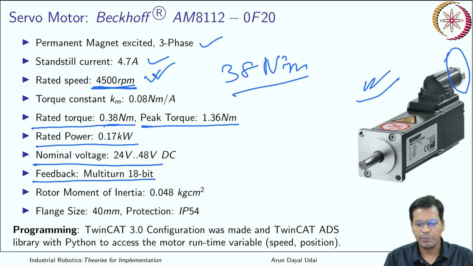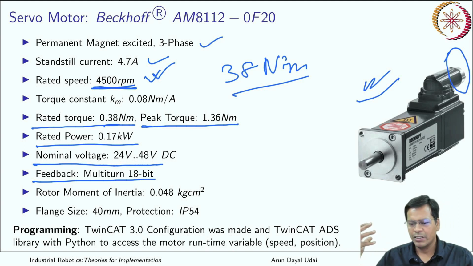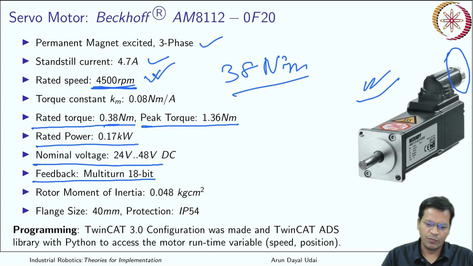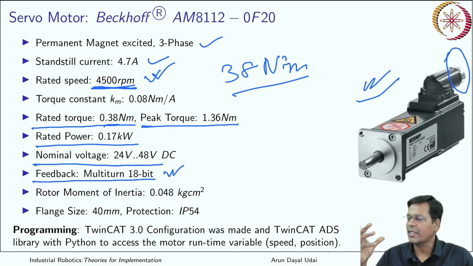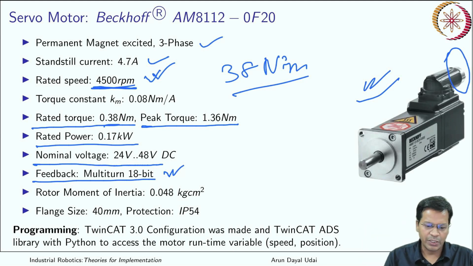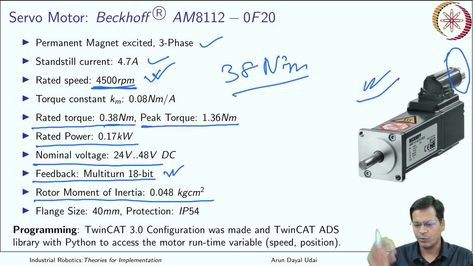Multi-turn feedback: it has a feedback of something around 18 bit. So whatever is the type of encoder which is here, that is now encoded in a digital way to an 18 bit signal. So you understand now how precisely it can give you the feedback. Rotor moment of inertia will be later used to create a controller model for it. So this is the rotor inertia. Lighter is better, now you know they are more responsive. Flange size is 40 mm. Depending on your application, you have to select one of them.